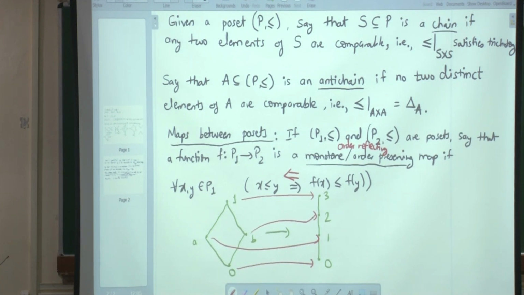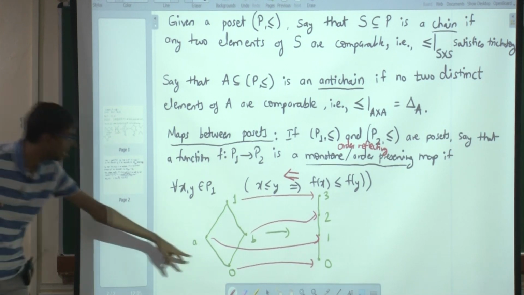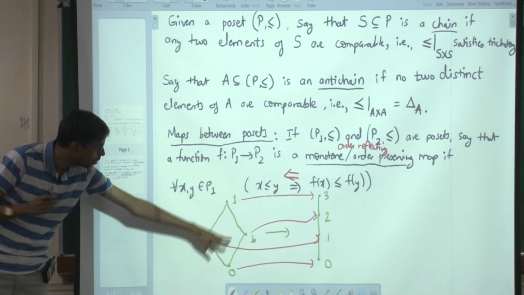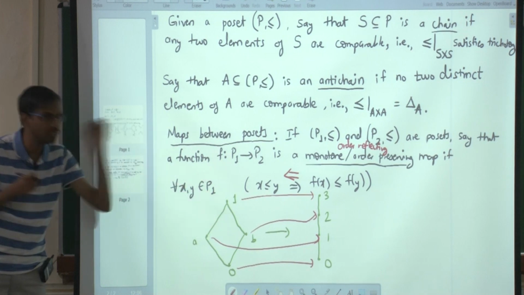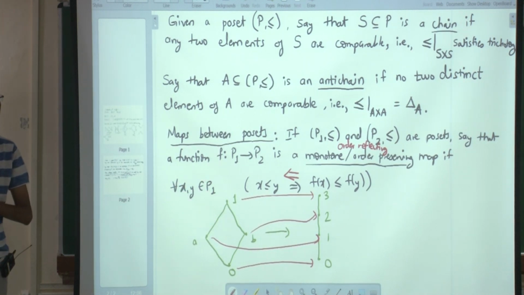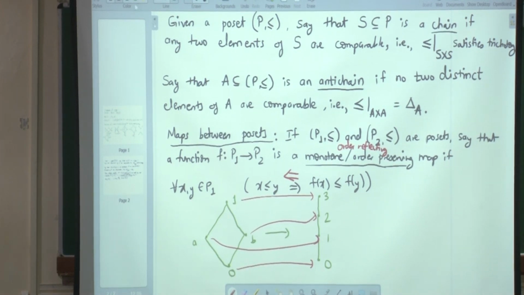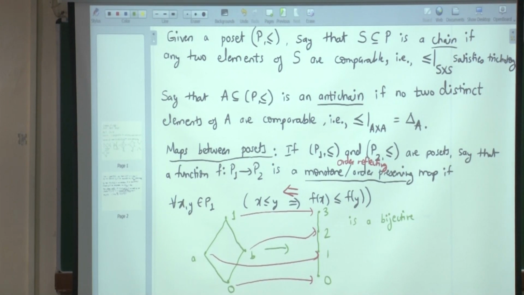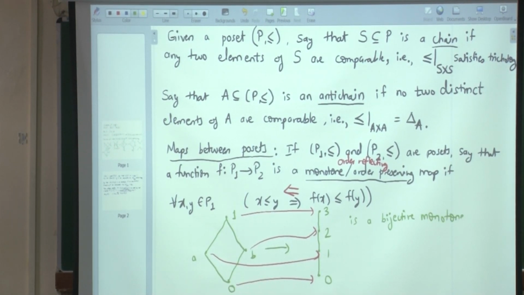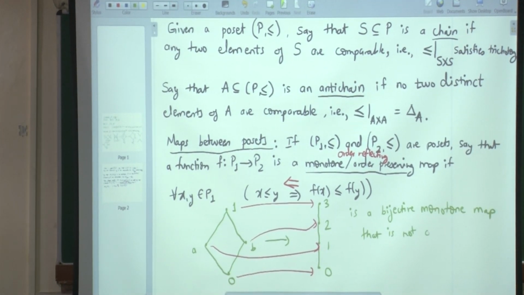Does it preserve order? Yeah, 0 is less than A, 0 is less than 1. 0 is less than B, 0 is less than 2. B is less than 1, 2 is less than 3. A is less than 1, 1 is less than 3. It is order preserving, but it is not order reflecting, because 1 is less than 2, but A is not less than B. So this is a bijective monotone map that is not order reflecting.